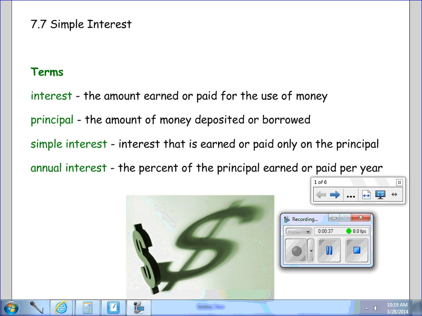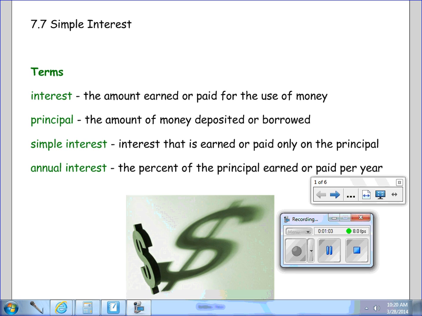The principal is the amount of money deposited or borrowed. That's the amount of money that you actually put into your savings account, or the actual amount that you borrowed for the car, for the home, or for the boat. Simple interest is what we're going to be discussing. Interest that is earned on the money put in the bank, or interest that is paid only to the principal.